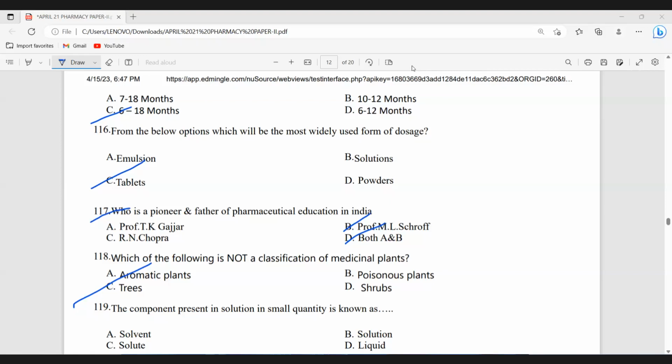Then second option, poisonous plants. Am I going fast? Are you comfortable with this?